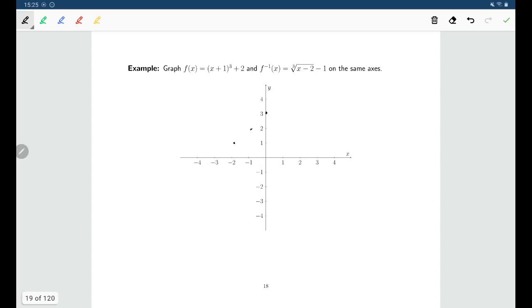If you did that, you would find that the graph of f of x would pass through the points (-2, -2), (-1, 1), (0, 2), and (1, 3). So that would be my graph for f of x.